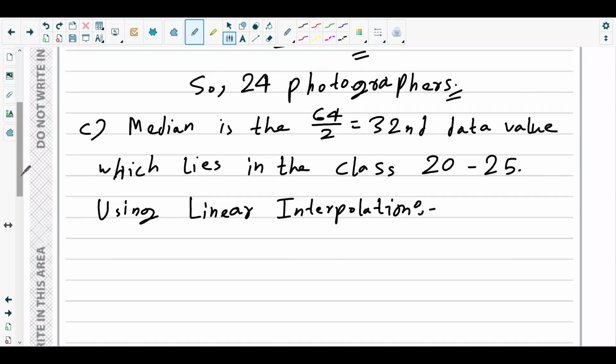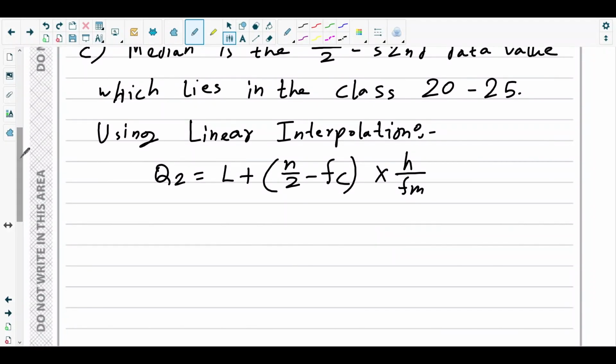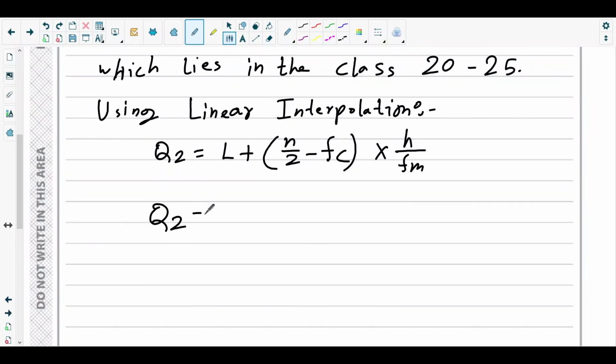there is a formula given in your textbook, a process basically for using linear interpolation, but I'll show you an easier process. This is basically Q2 equals L plus (N over 2 minus Fc) times H over Fm. You don't need to write this formula in the exam hall. In the answer script, you can directly put the values, because this formula is basically derived from the interpolation method. L is the lower limit of the median class, which is 20.